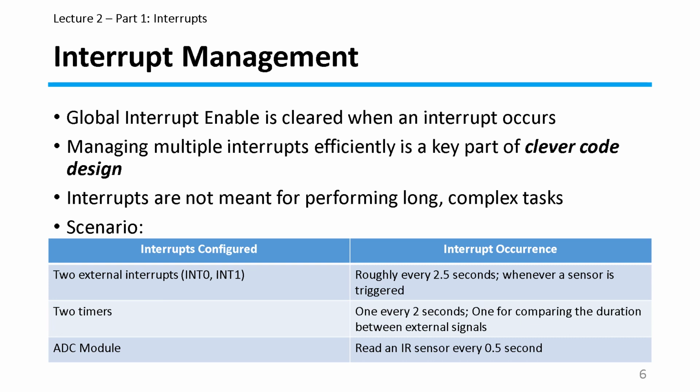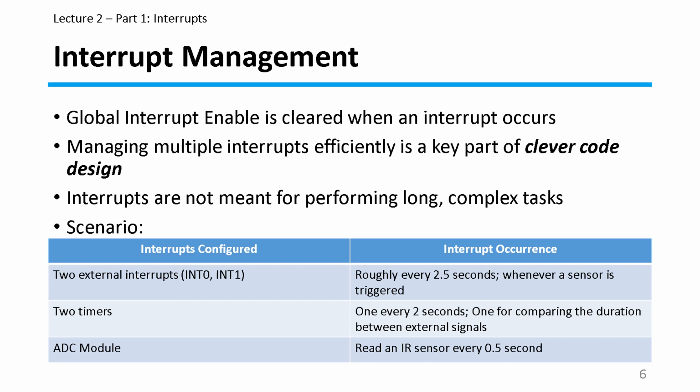We have two external interrupts that are being used. So our microcontroller is being linked to two other systems. We have two timers that are being used, and we have our ADC module, which is converting an IR sensor input. So int0 will tell you when a part is done, which is roughly every 2.5 seconds. int1 will tell you to stop moving the conveyor belt, when a sensor is triggered, indicating that the part has reached the next station along the line.